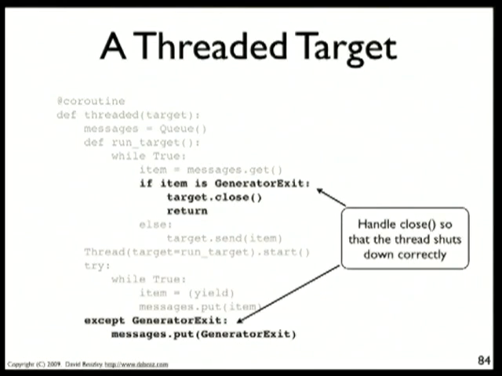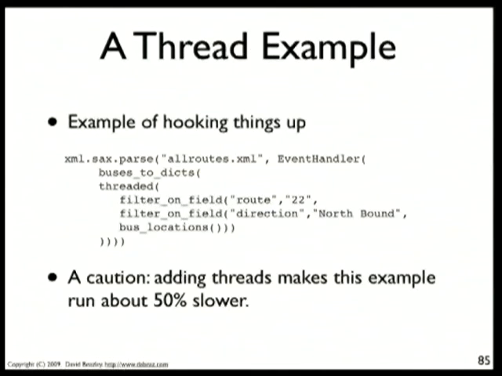This generator exit business is a little bit tricky, but what I'm doing with this message queue is that if the pipeline shuts down, so somebody calls close on the coroutine, I'm actually just going to drop generator exit onto the message queue, and then if I get it, I'll forward the close operation on in the thread. That's a little bit tricky, but you can play with that.